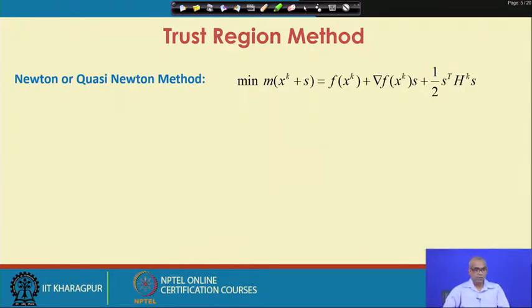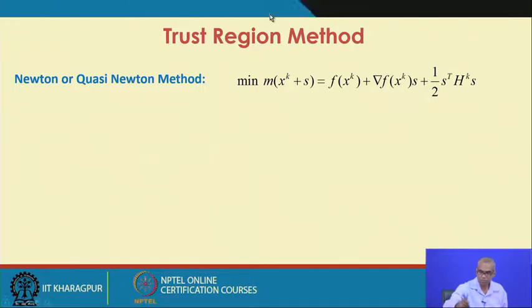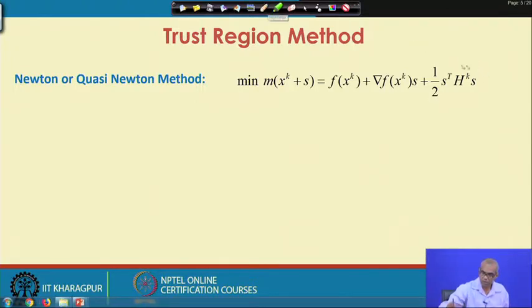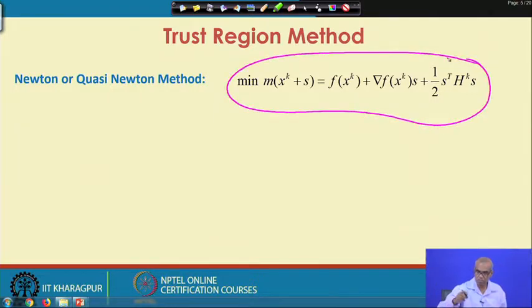So, in case of Newton or quasi-Newton methods, we solve a problem like this. M of x k plus s equal to f at x k plus gradient of f at x k into s plus half s transpose H k s. So, basically compare it with Taylor series expansion and retain only second order terms.